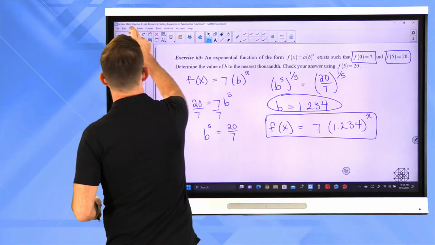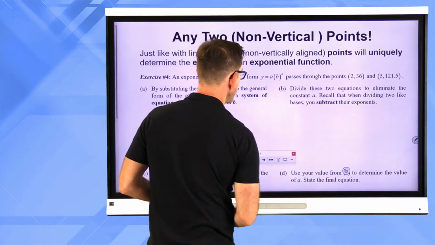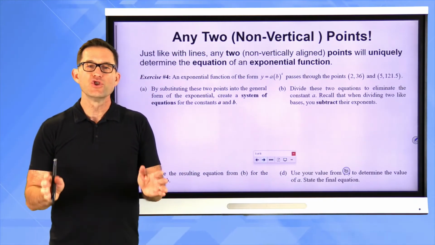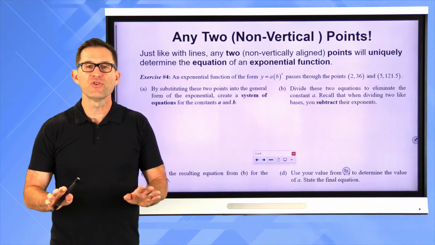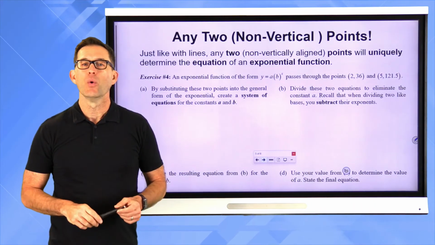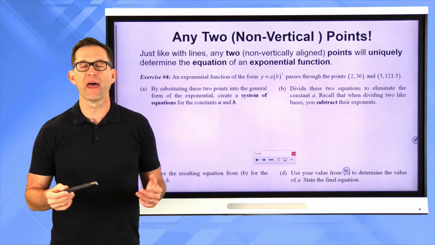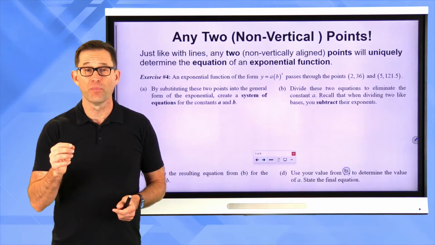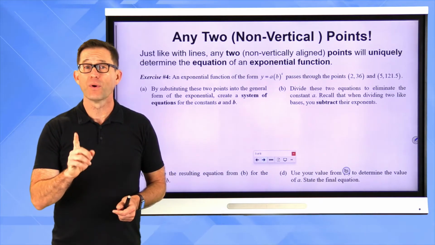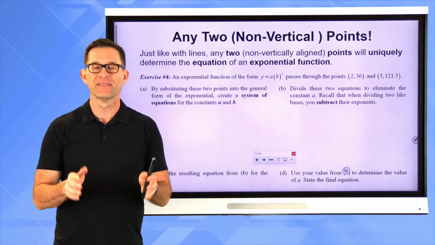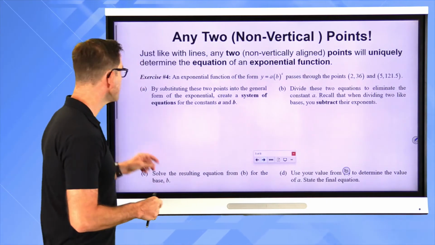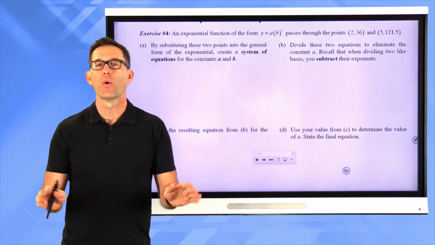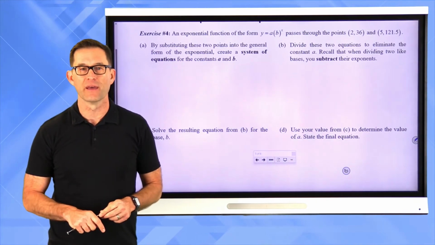All right. Let me put that away for right now, and let's go back into our full screen and let's talk about any two non-vertical points. Just like with lines, any two non-vertically aligned points will uniquely determine the equation of an exponential function. So in the last few examples, we gave you 2 points, but one of them was the y-intercept. That doesn't have to be the case. So let's now take a look at how we do a problem that's the most general, where you don't have the y-intercept to begin.